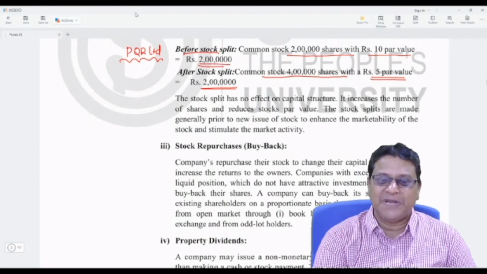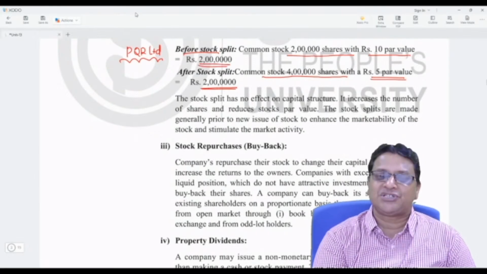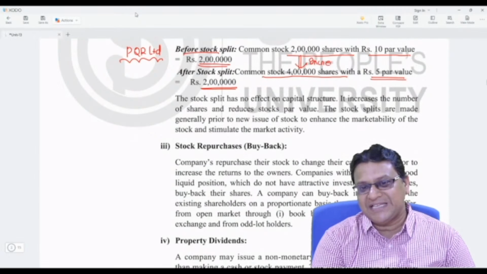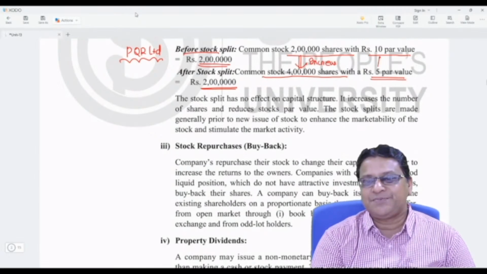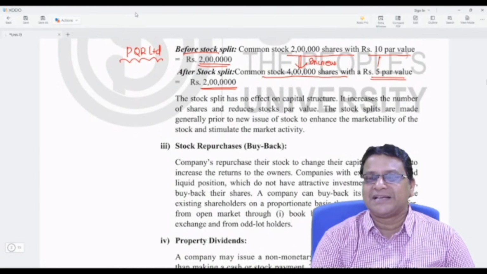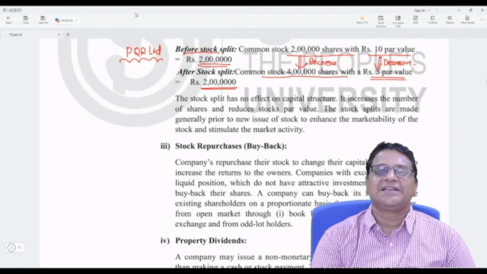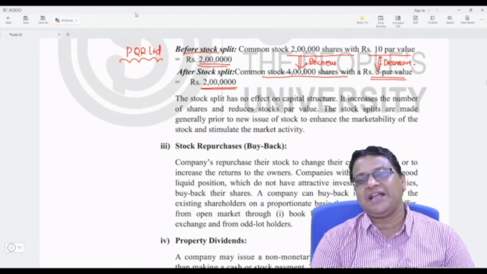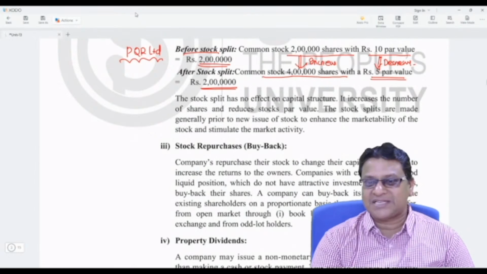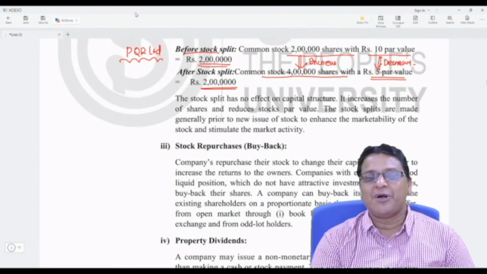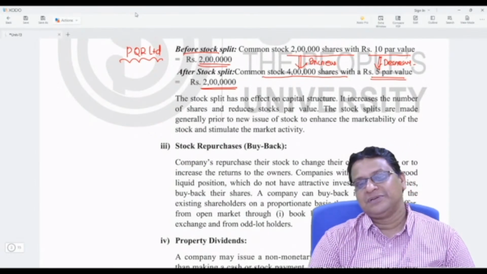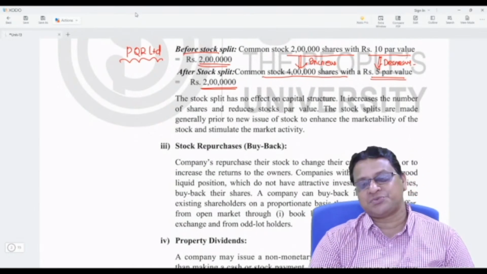So in case of stock split, the paid up share capital value remains constant, but there is an increase in the number of shares and a decrease in the face value of share. Face value of share decreases, number of shares increases. 2 lakh shares become 4 lakh shares, and the 10 rupees par value becomes 5 rupees par value. This is a way of payment of dividend to the shareholders, stock split.